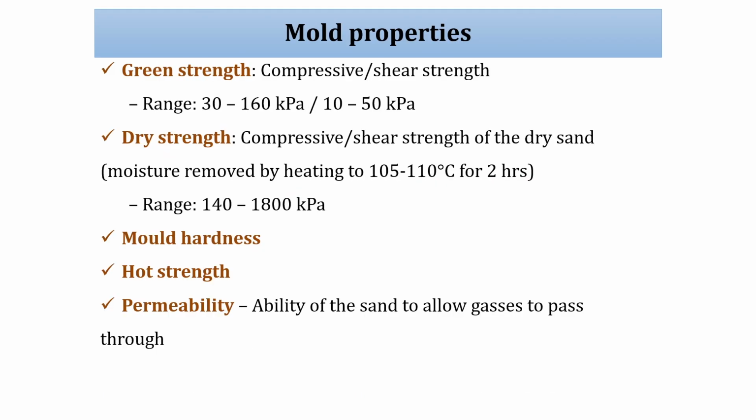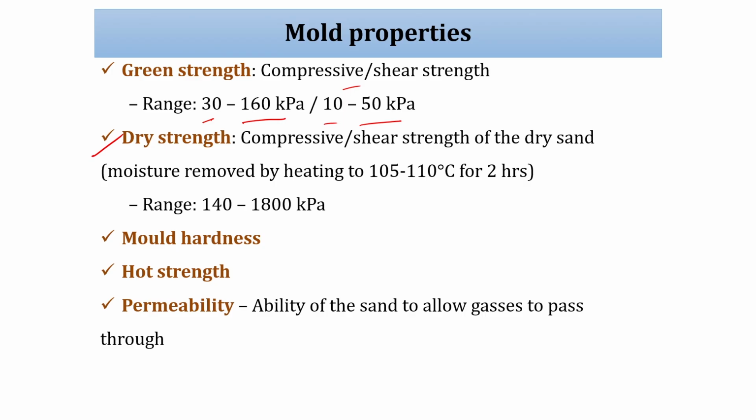So mold properties: green strength, when moisture is there, with compressive and shear strength in the range of 30 to 160 kilopascal, and 10 to 50 kilopascal for the green strength. Then dry strength, when we have heated. Why do you need green strength? First you are making the mold, and before pouring, your mold should sustain. You are handling it somewhere, and it should not break. So you need some strength.